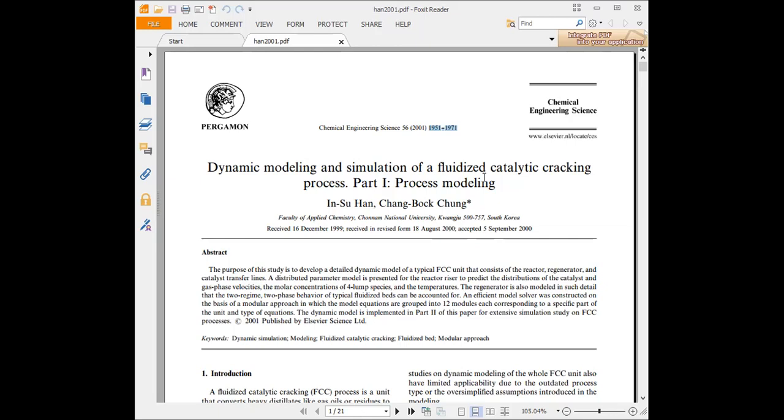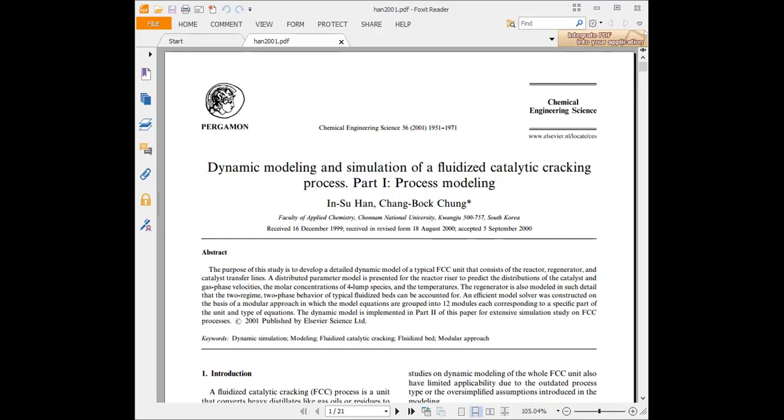So let us see. Here a distributed parameter model is presented for the reactor riser to predict the distribution of catalyst and gas phase velocities, the molar concentration of four lump species, and the temperature. Okay, so we used to say that variables are very important, input variables. So here they try to cover these aspects.